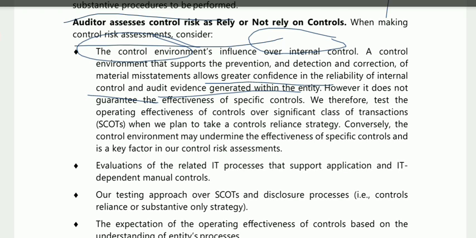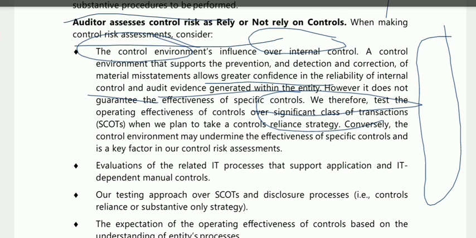We as an auditor should check the significant class of transaction. That means what you have to do is you just have to check the significant classes of transactions, the transactions which you are finding of utmost importance, of very much significance. What you will do, you will check whether those transactions have a high reliability of internal control or not. And if you are finding that they are highly reliable, that means according to you the misstatements are prevented, detected and corrected. So what you will do, you will place a reliance on the internal control when we plan to take a controls reliance strategy.